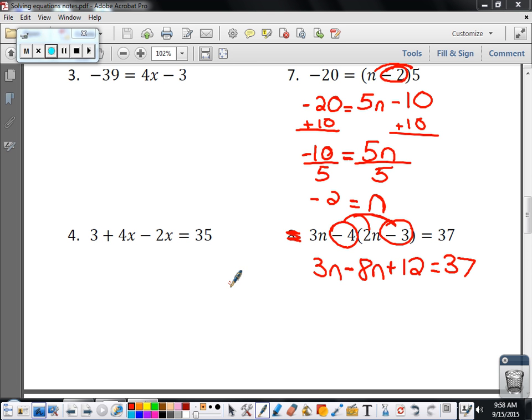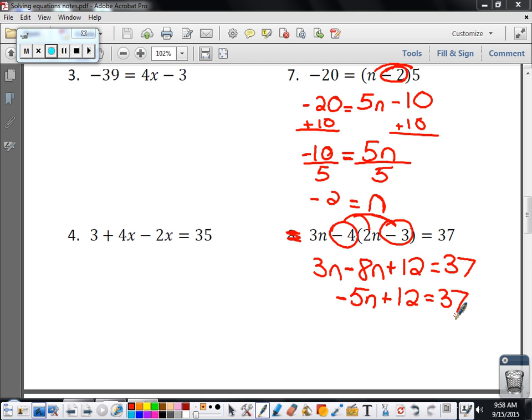I don't subtract the 12. There's something for me to do first. I can combine things, right? I have things that are on the same side. What are the two things? 3n and the negative 8n. So I combine them. What's 3n minus 8n? Negative 5n. So negative 5n plus 12 equals 37.